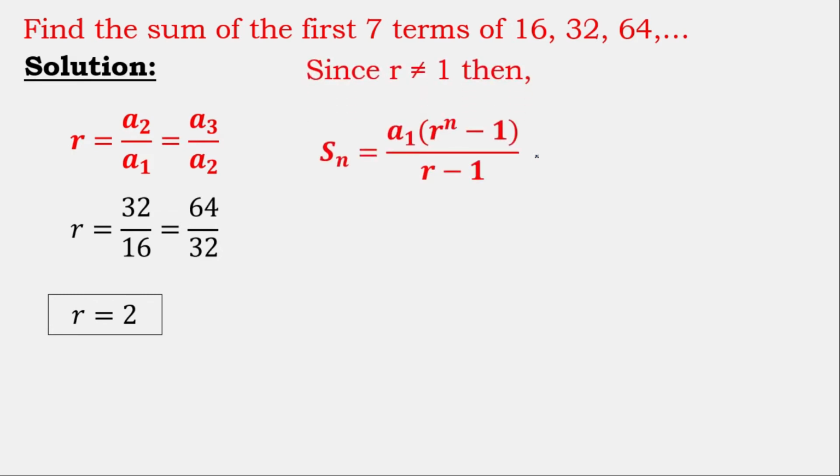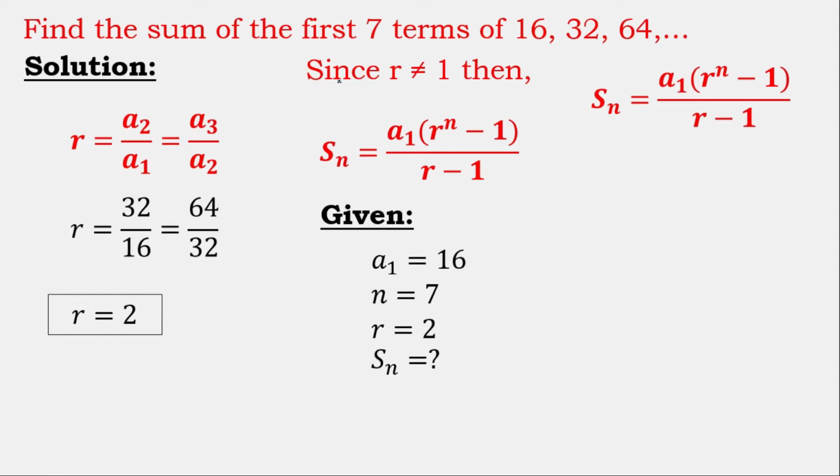S sub n is equal to a sub 1 multiplied by the quantity r raised to n minus 1, all over r minus 1. So all we have to do is get the givens, which are a sub 1, r, and n. In this case, our a sub 1 is 16. You can see in the problem, our n is 7 because we are asked to find the sum of the first 7 terms, and our r, or the common ratio, is 2. Now it's time to find S sub n. Using this formula, we just substitute the values that we are given.